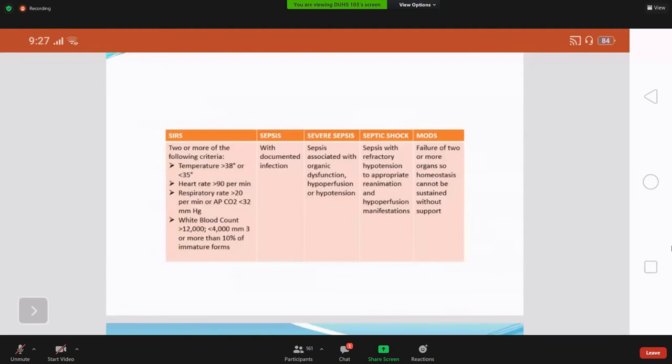Now there's another slide, just to recall what we have done. SIRS is when two or more of the criteria are present: one is temperature, the other heart rate, respiratory rate of more than 20, or leukopenia or leukocytosis. Sepsis is SIRS with documented infection. Severe sepsis is sepsis associated with organ hypoperfusion or organ dysfunction. And septic shock is sepsis with refractory hypotension in spite of adequate fluid resuscitation. What is MODS? MODS is multiple organ dysfunction syndrome. It occurs after septic shock, with failure of two or more organs so that homeostasis cannot be sustained without support.